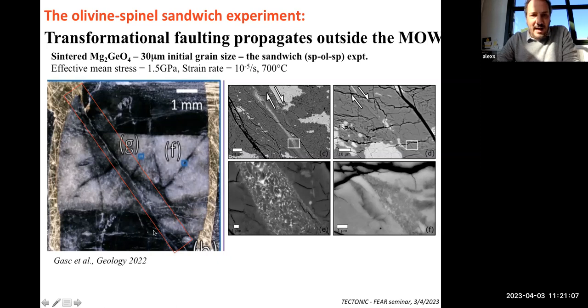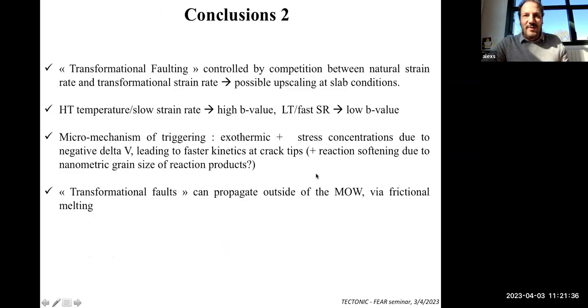And if you look at what is inside the material where it propagated all the way through, you have those crazy textures here that are indicative of melting. So inside here, you have transformational faulting, really linked to the reaction. And because the tip may carry enough energy, it can break into the rather stable olivine-spinel part via frictional melting. Okay, so this is the conclusion of the second part of the talk.